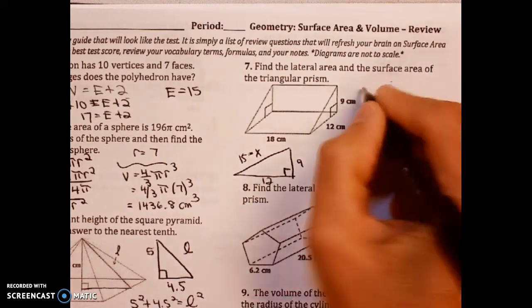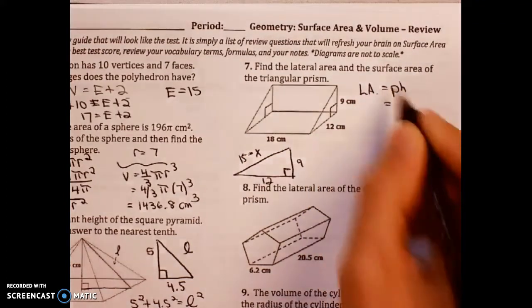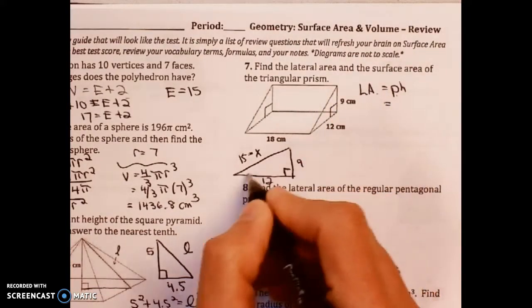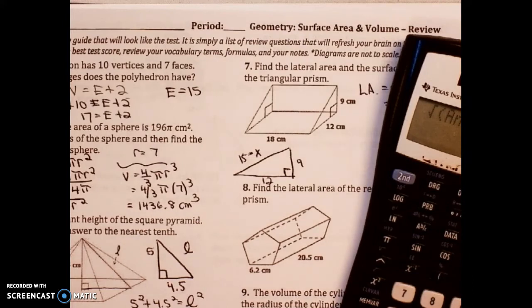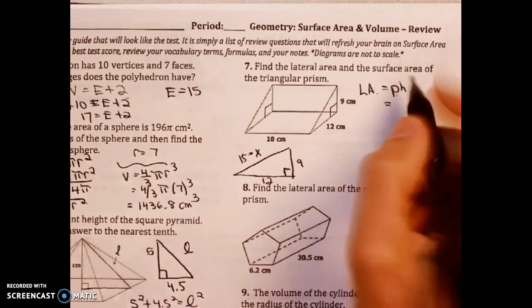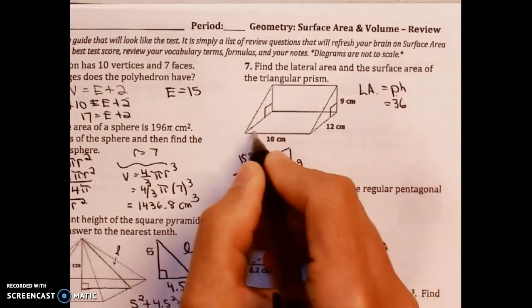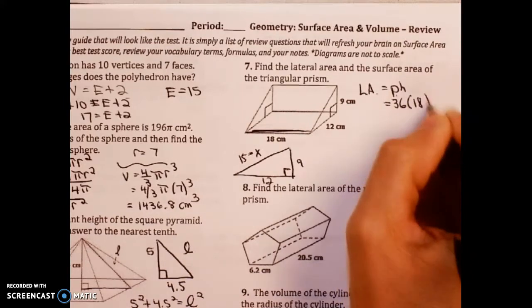So first thing they want is lateral area. If you look at your formula, it's perimeter times height. Again, this P is talking about the perimeter of this triangle. So we have 15 plus 12 plus 9 gives me 36 for the perimeter, and the height of the prism is the distance that connects the bases, which in this case is 18.